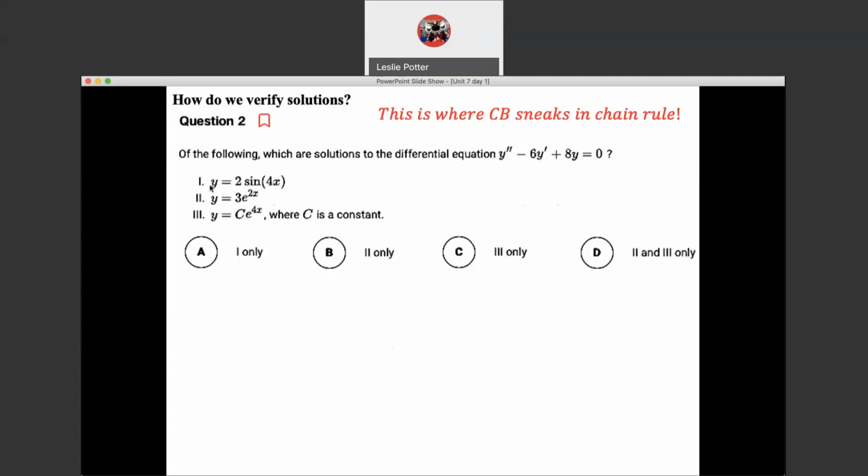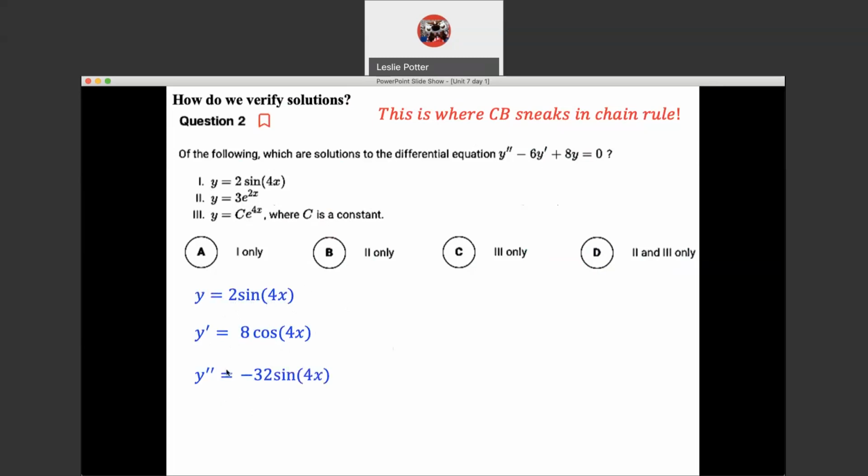Okay, so let's look at the first option. So we know y equals 2 sine 4x. We need y prime. So we're going to do a chain rule here. This is going to be 2 cosine 4x times 4. And so the 2 times 4 with the chain rule is 8. So there's your first derivative. And then your second derivative is differentiating this. So you're going to have a minus 32 because of the chain rule, and then sine 4x.